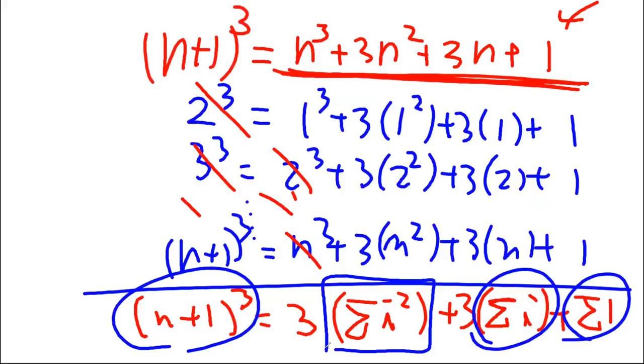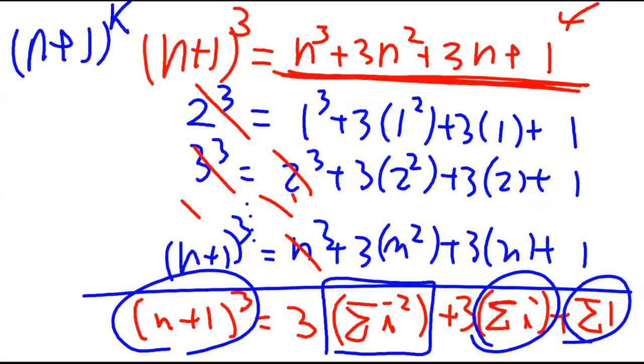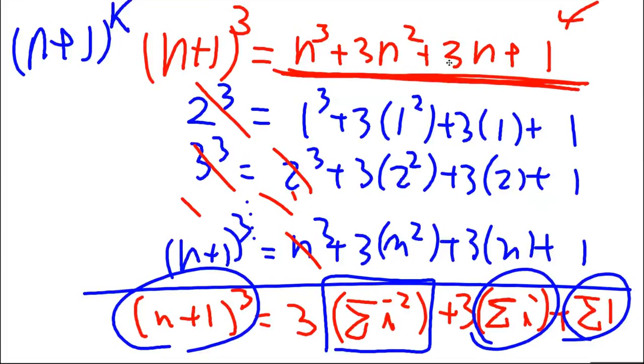Using the binomial theorem, in principle you can use (n plus 1) to the power of anything to solve all of these series. Is that okay? I don't want to go further, it will be repeating and similar. Is that okay so far with this? Yeah. Okay.